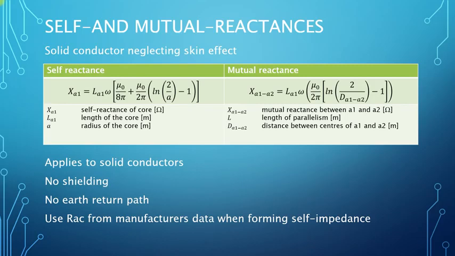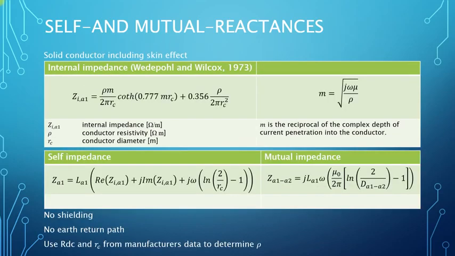If we want to take the analysis a little bit further, then we could model a single conductor and include the skin effect. Now, in this case, we don't use the AC resistance of the cable. Instead, we use the DC resistance. And from the DC resistance of the cable and its radius, we can determine the conductivity of the cable material.